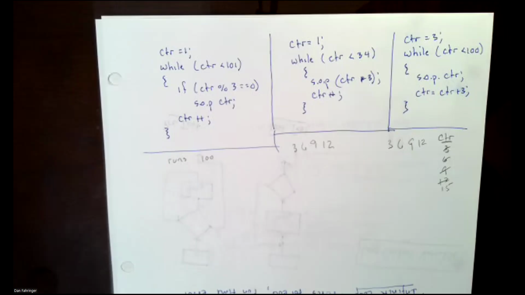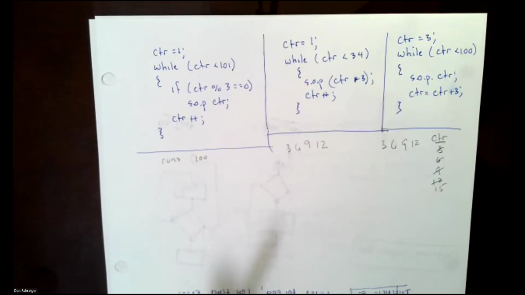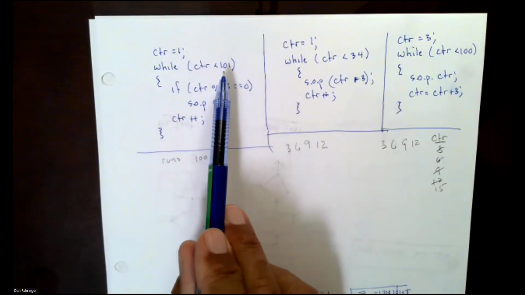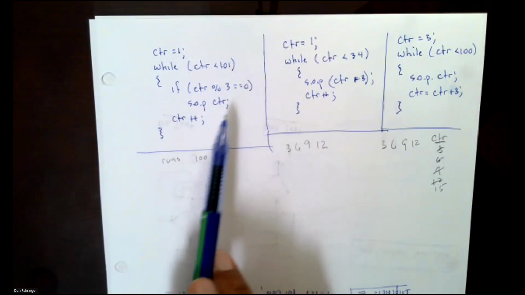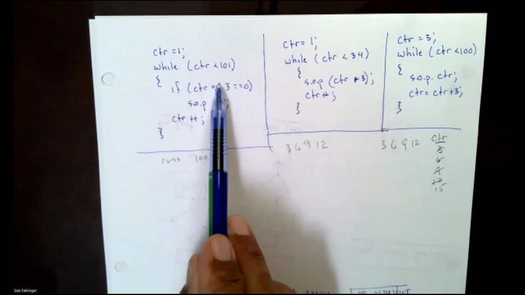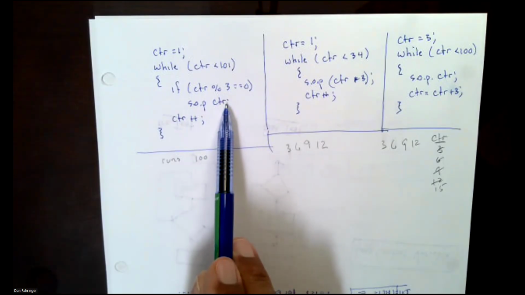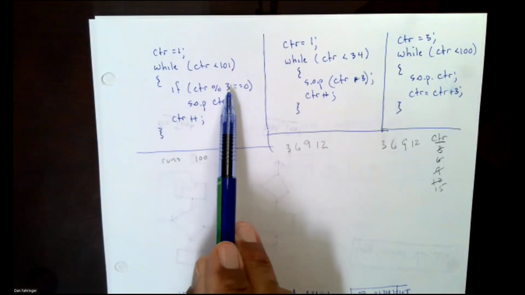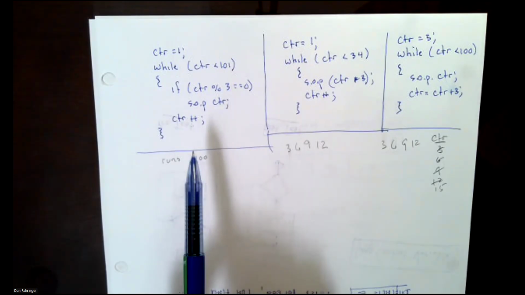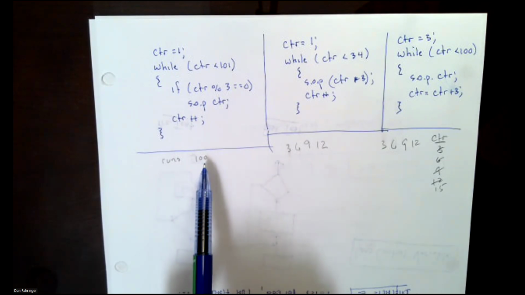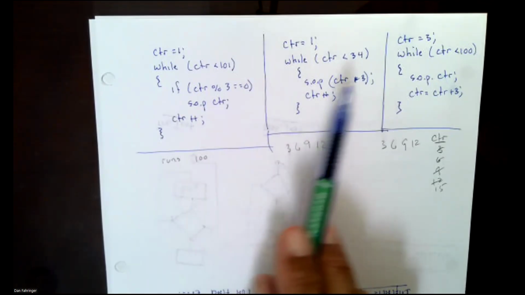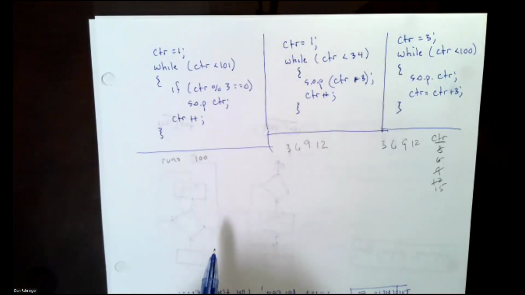Here's three examples of while loops. I started out at 1, my loop control variable. While it's less than 101, if it's divisible by 3 with a remainder of 0, that's my mod, then I printed out the number. That's going to give me the numbers 3, 6, 9, 12, and so on. This guy runs 100 times. This program was to find all the numbers from 1 to 100 that are divisible by 3 evenly.